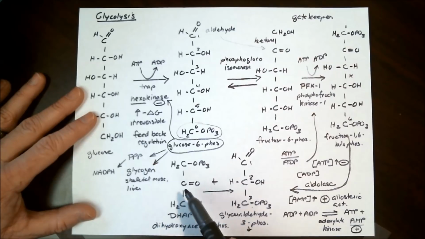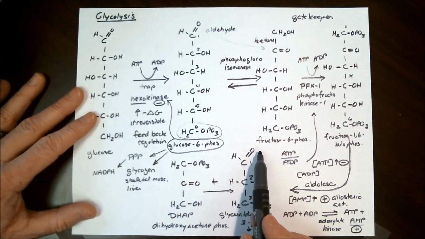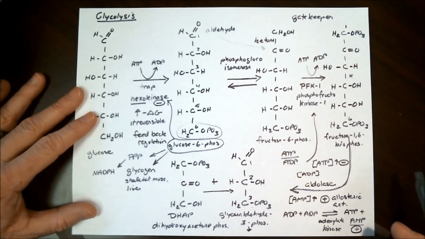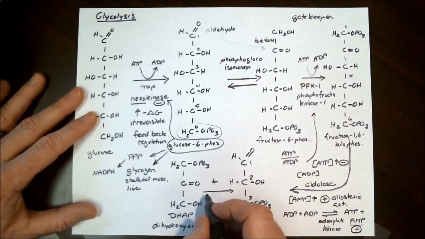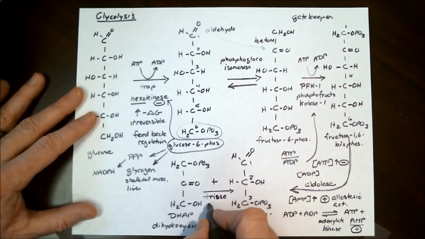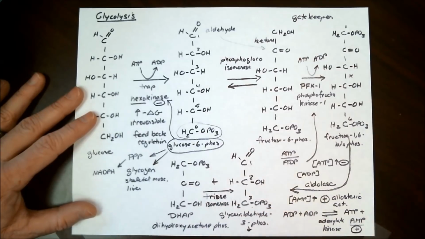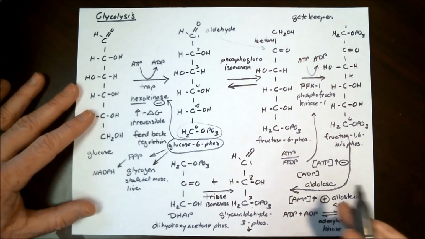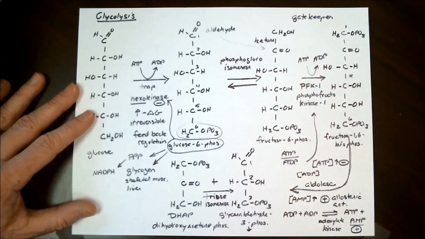Now notice this is simply DHAP from glyceraldehyde 3-phosphate. This is an isomer. So we are going to do an isomerization to convert this ketone structure into the aldehyde structure. And this enzyme is called triose isomerase, because we have a triose sugar molecule. This enzyme, along with aldolase, both of these are readily reversible reactions.